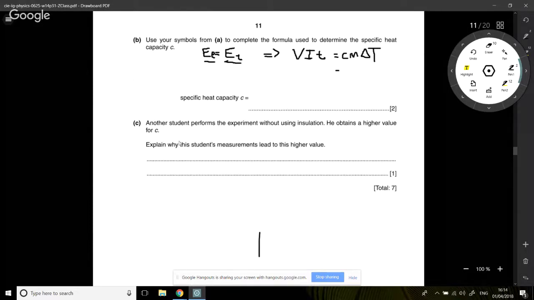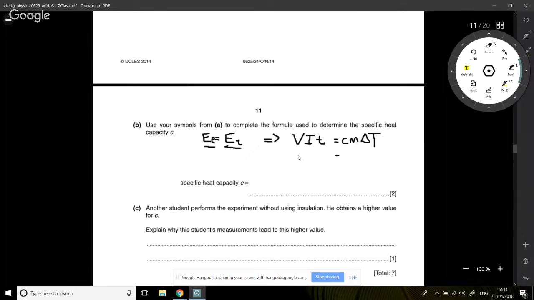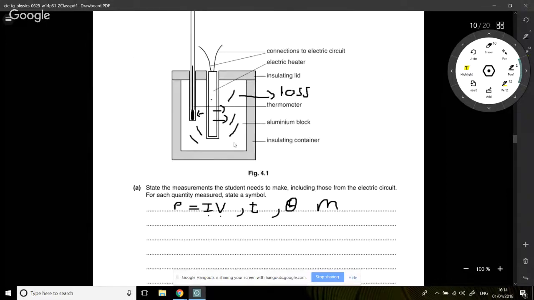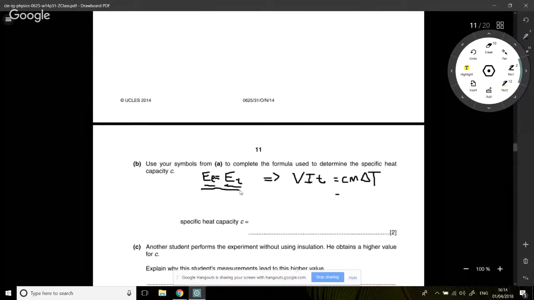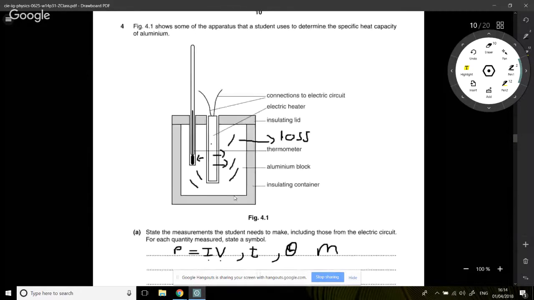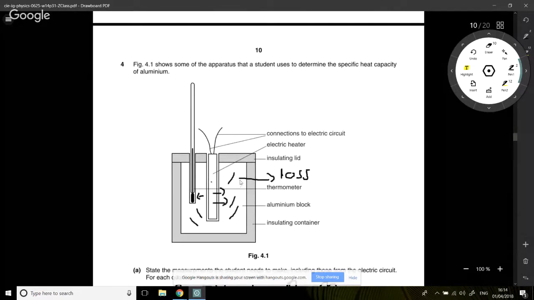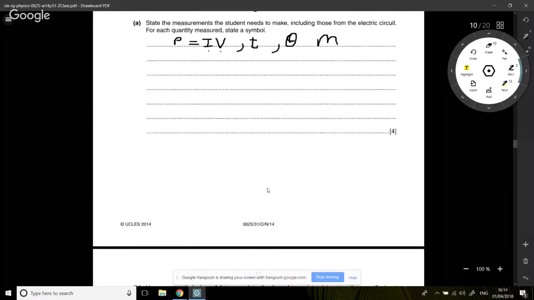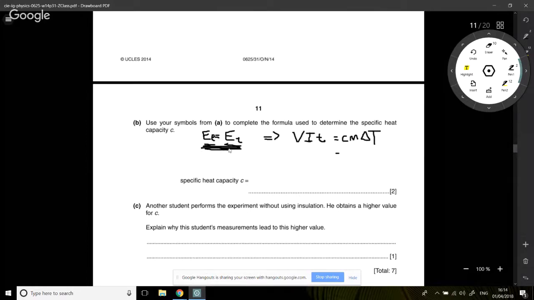All right. So then another student used an experiment without using insulation. He obtains a higher value for C. Explain why the student's measurement leads to this higher value. Basically, we get heat loss. So when we make this assumption, it is less valid. Even with insulation, there's probably still a small amount of heat loss, but if the insulation is good, this sort of holds true.